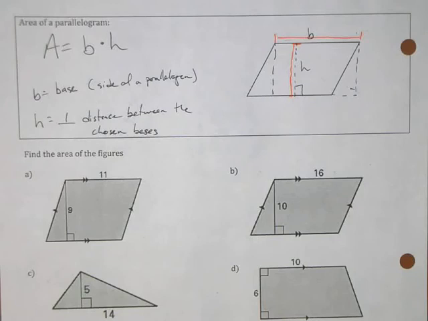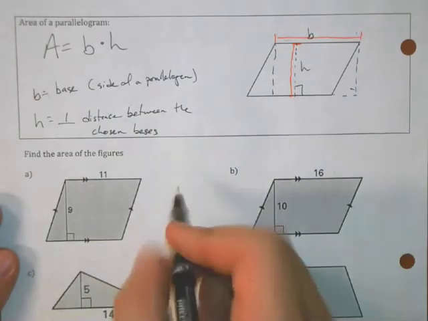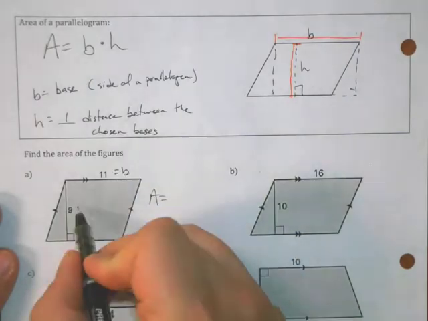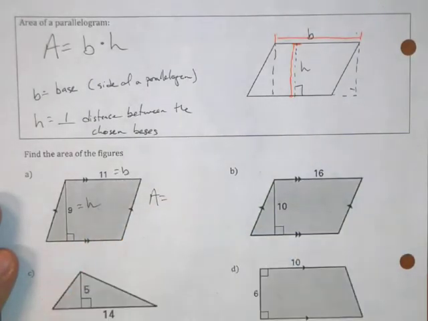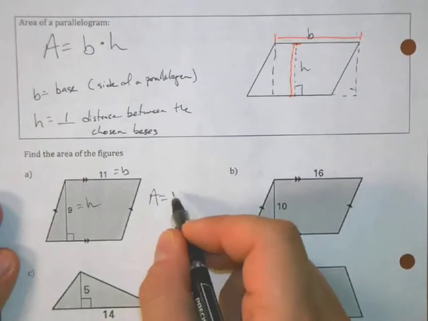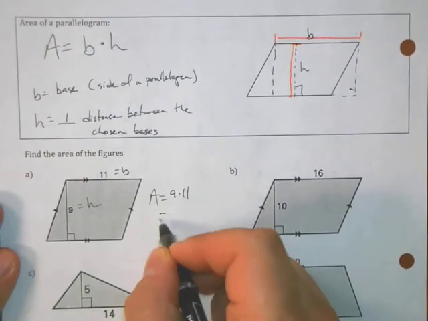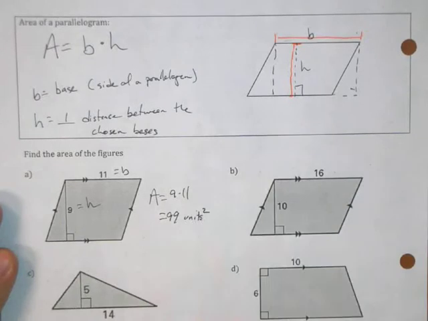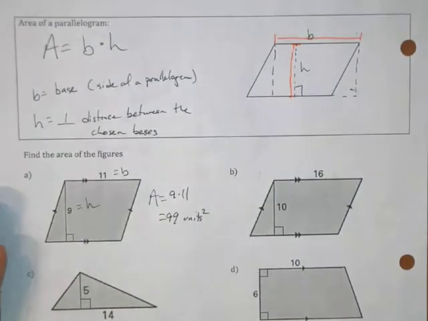that you choose. So in, say, figure A, the area in this case should be, if this is the base, this is the corresponding distance between the two. Area should just be 9 times 11, or 99 square units.